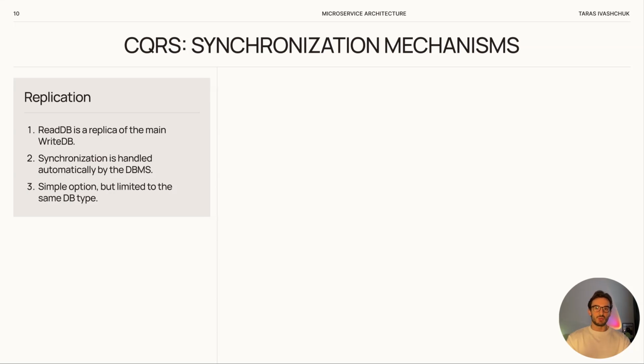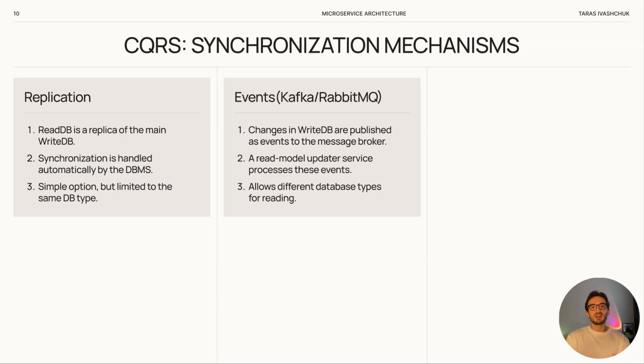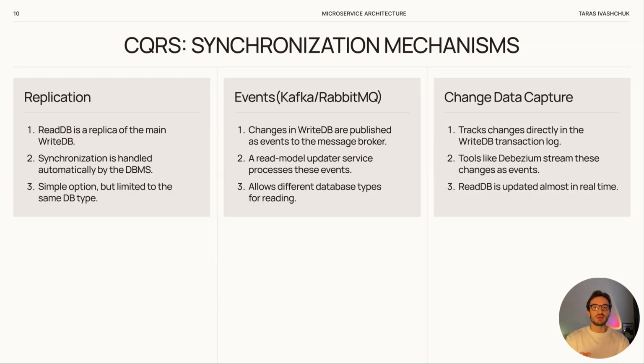In more complex cases, when the write DB and read DB are different types of databases, we use a message bus or even a broker such as Kafka or RabbitMQ. In fact, the system publishes events about data changes, and a special service like the read model updater service reads these events and updates the read database. By the way, another option is the change data capture approach. It automatically tracks changes in the write database and sends them to update the read database. Here we can use the tools we already know, Debezium.